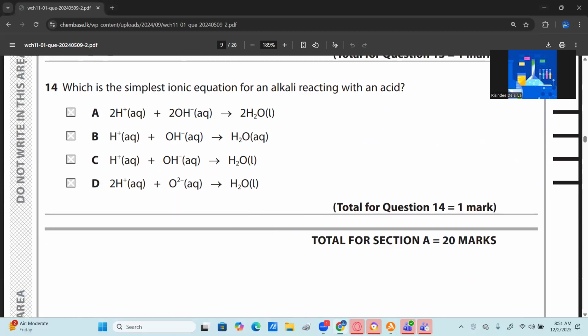And they have asked for the simplest ionic equation. Because of that, A is also wrong because we can further simplify it if you divide it by 2.